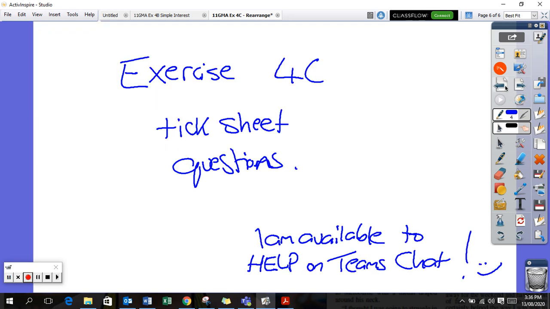Okay. Exercise 4C, a bit more practice with the simple interest formula. Okay, make sure you've got those formulas copied into your bound reference so you can just look at them without having to memorise them. I'm available to give you help if you need it, so just ask.